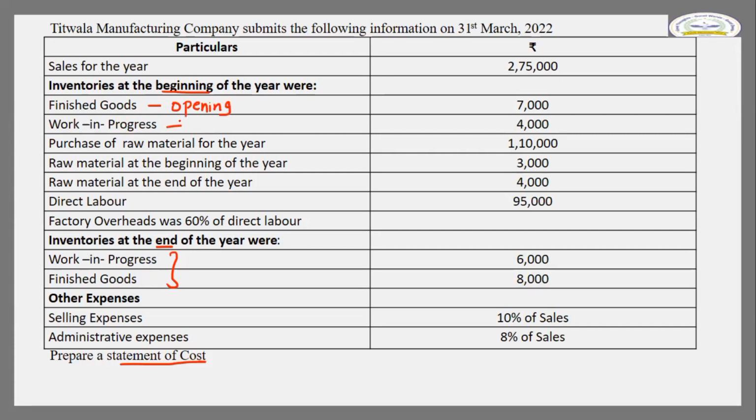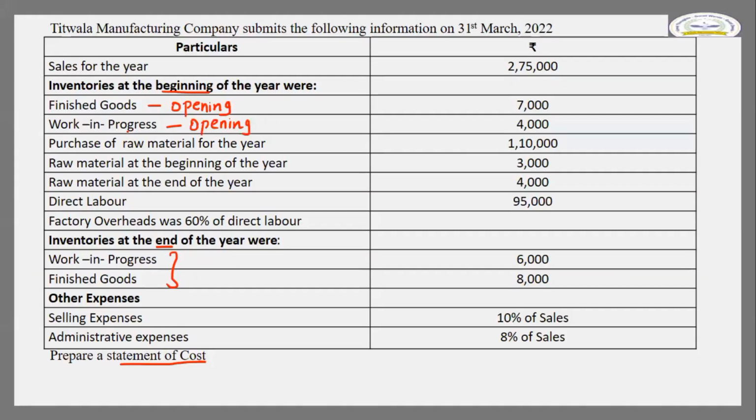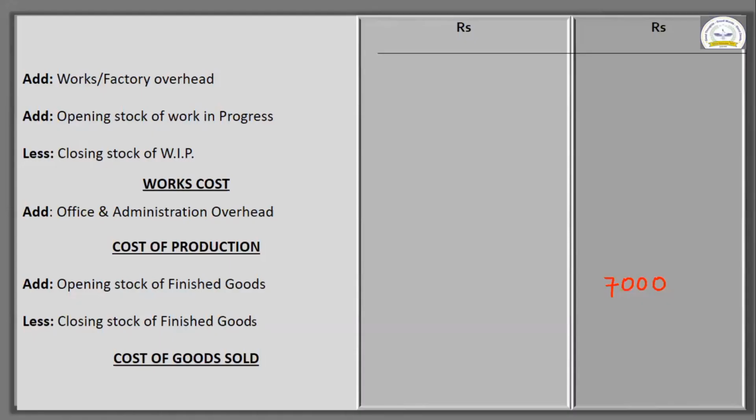Then work in progress. Obviously, this is also opening. So we are going to write the amount also. Finished goods opening. So you can see in the format, opening stock of finished goods, and the amount is given, students, 7,000 rupees. So we'll write 7,000 rupees here in front of opening stock of finished goods. Then next one is work in progress, given 4,000 rupees. See here, at factory overheads, add opening stock of work in progress. Opening stock of work in progress is given 4,000 rupees. So we'll write 4,000 here.